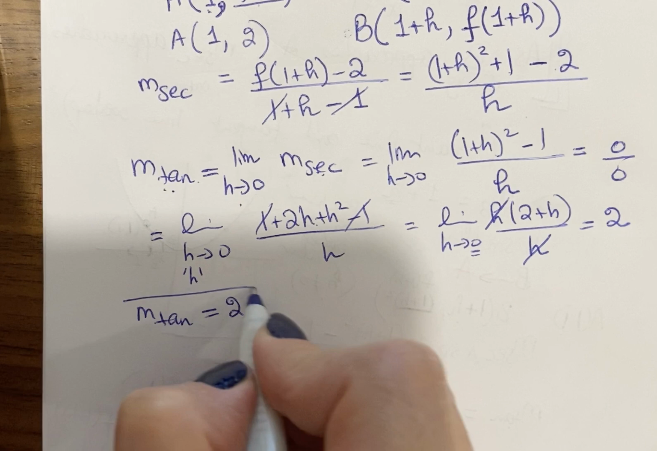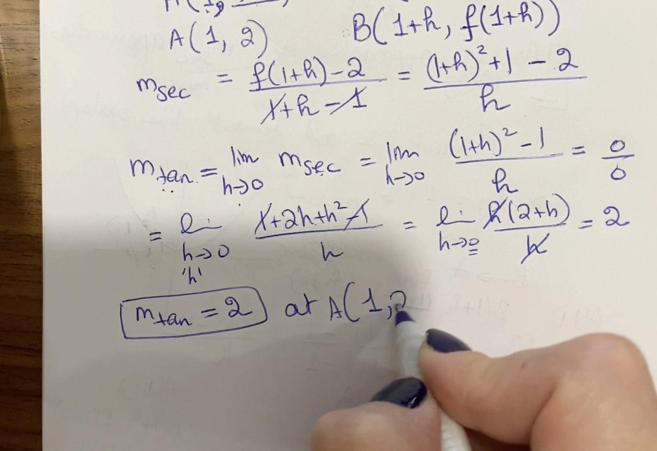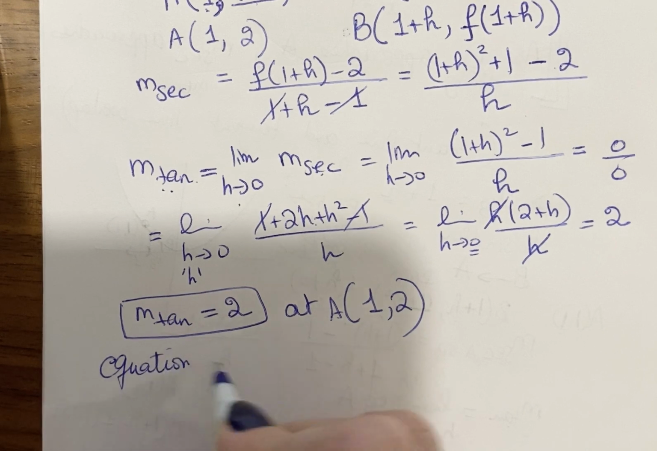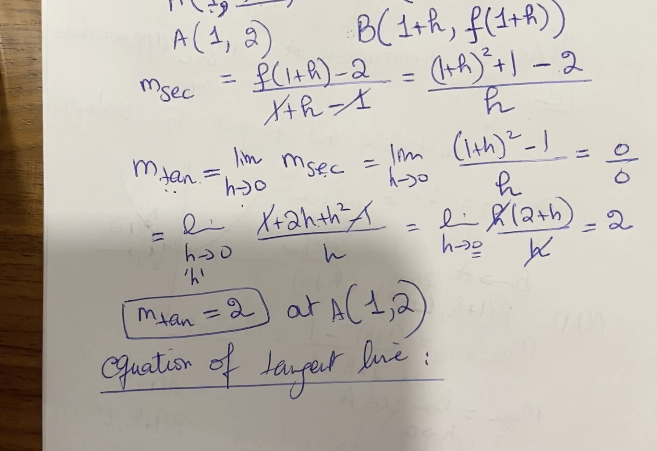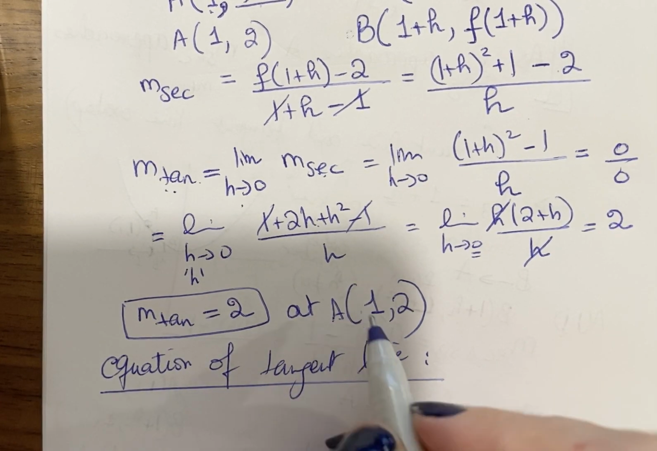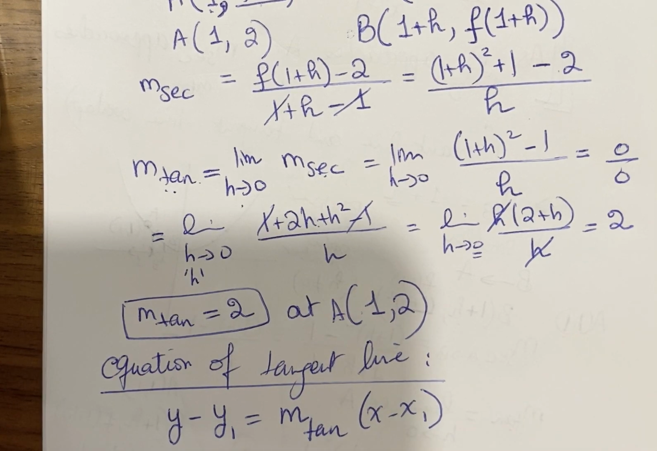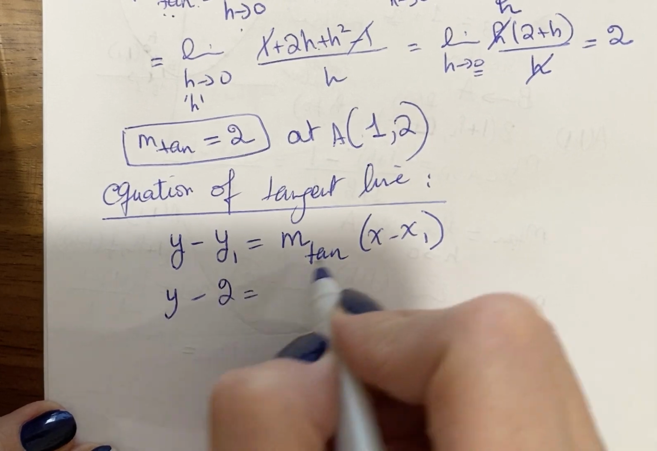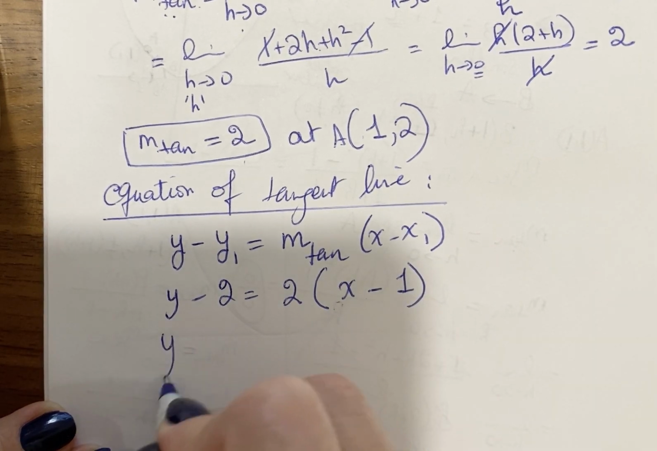2. Now that we found the slope of the tangent, the tangent passes through what point? It passes through the point A, which has coordinates 1, 2. This allows us to find the equation of the tangent line. How do we find an equation of a line knowing its slope and a point on it? It's y minus y1 equals the slope times x minus x1. So it is y minus 2 equals the slope of the tangent, 2, times x minus x1, which is 1.